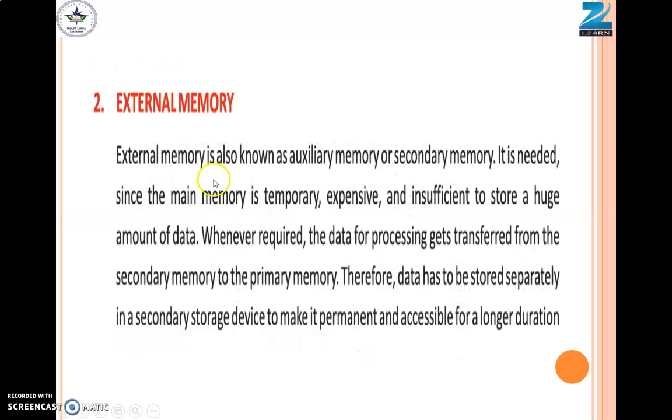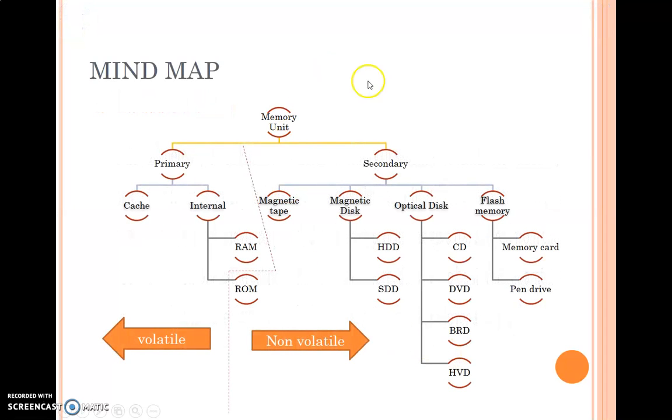External memory is also known as auxiliary memory or secondary memory. It is needed since the main memory is temporary, expensive and insufficient to store huge amounts of data. Whenever required, the data for processing gets transferred from the secondary memory to the primary memory. Therefore, data has to be stored separately in a secondary storage device to make it permanent and accessible for a longer duration.